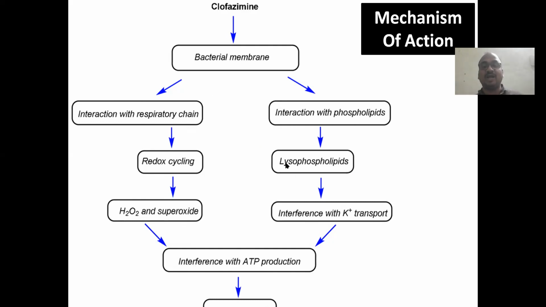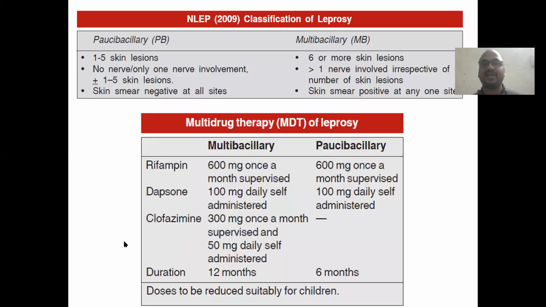There is also interaction with the phospholipids, lysophospholipids, which interferes with potassium transport. Without potassium transport, there is no production of ATP. It leads to bacterial death. So there are 2 types of mechanism. And this is the last slide. You can see paucibacillary, which is the small stage, and multibacillary leprosy, which is 6 or more. See, the name itself indicates multibacillary: 6 or more skin lesions will be there. Here 1 to 5 skin lesions means small spots, you can say.